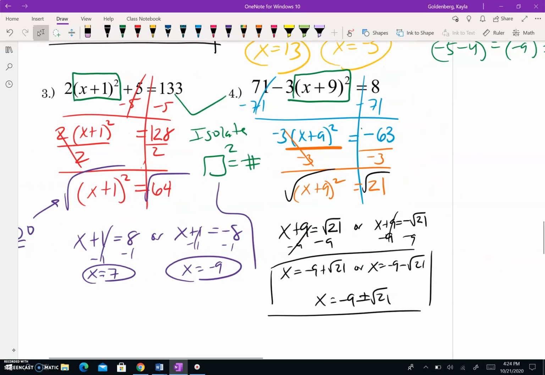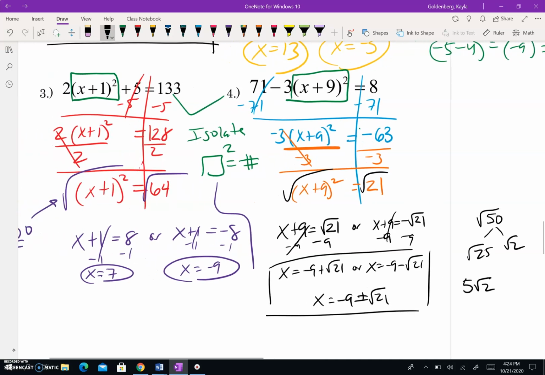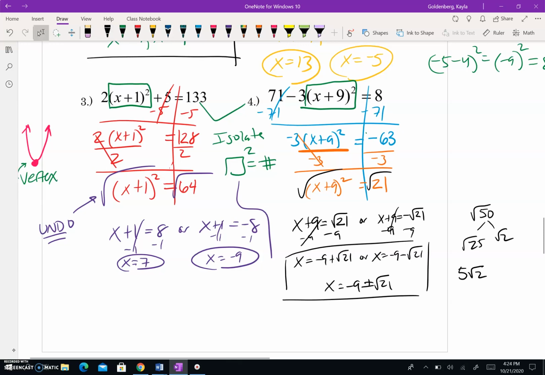If we had something more like the square root of 50, right? Remember, you want to break that down into 25 and 2, and then we would call that 5 times the square root of 2, right? Because we always break it down where you are multiplying them. But in this case, this one did not simplify. I just want to point out that you would if you could.